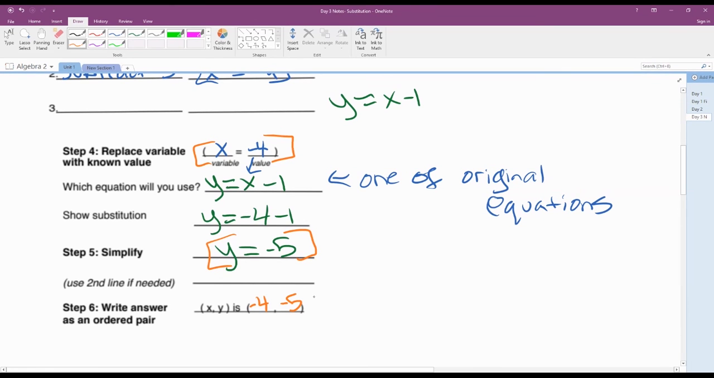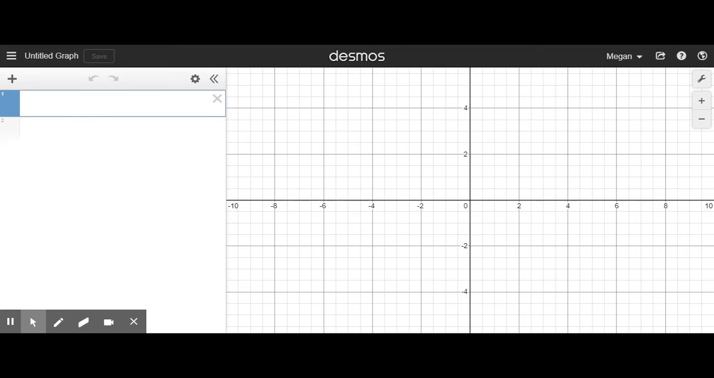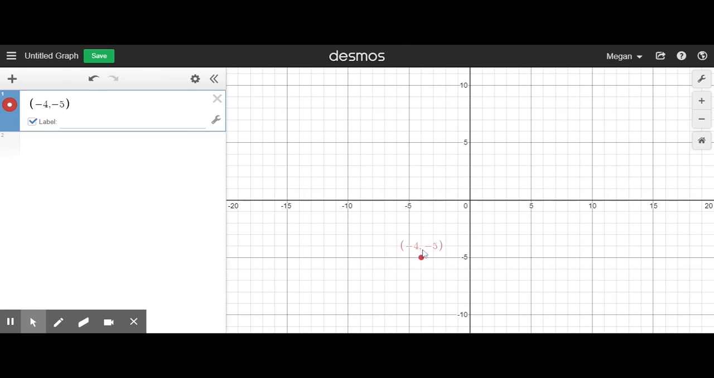Let me show you what this might look like on a graph. When we're talking about graphing, Desmos is our friend. Now we do want to be able to graph by hand. So let's put our point on there. We got negative 4 comma negative 5. Okay, so I got my point. Since we know this is the solution, we can guess that this is going to be where the lines are going to cross. So this is our solution.